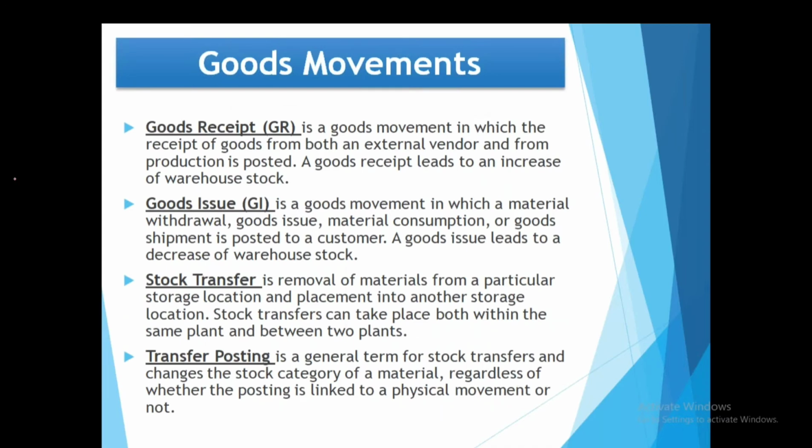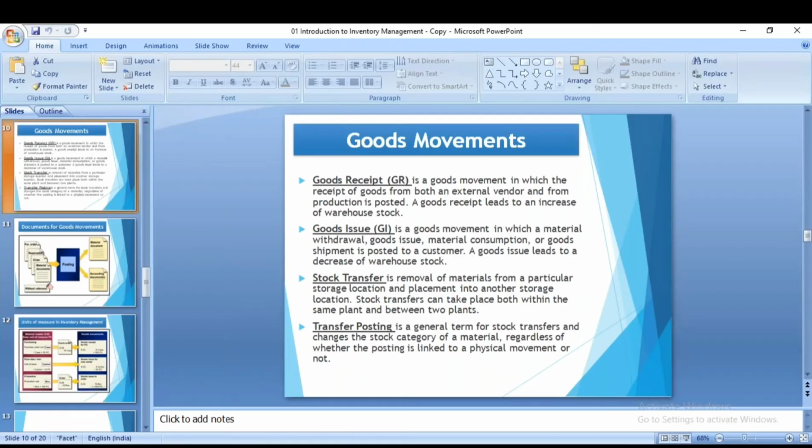So there are totally four types: goods receipt, goods issue, stock transfer, transfer posting. We will be discussing all these things in detail when we go to the further classes, one by one, in depth. So these are the four types of goods movement.